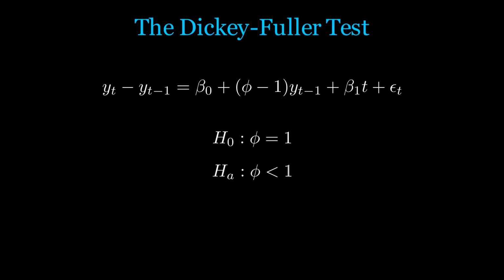The Dickey-Fuller test is a modified t-test. We then test the null hypothesis that phi is equal to 1. This implies a unit root exists since the series is non-stationary. We test this against the alternative hypothesis that phi is less than 1, indicating the series is stationary. Under the null hypothesis, the t-statistic follows a special distribution tabulated by Dickey and Fuller.